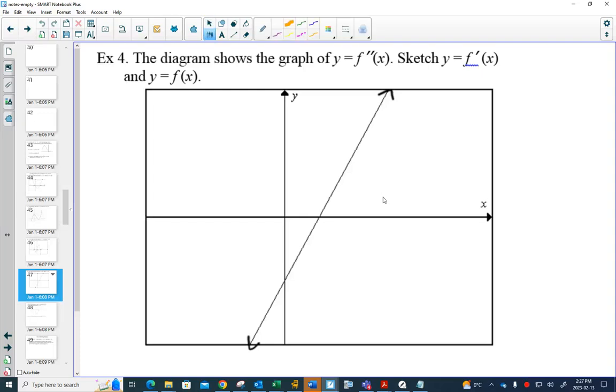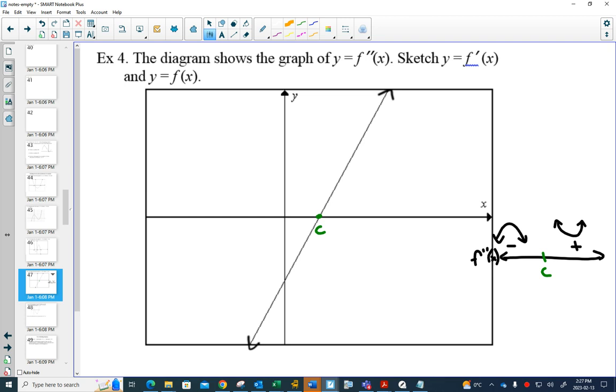I think where we had left off, it says the diagram shows the graph of f double prime of x. So from this graph, f double prime of x, I'm going to label this point C. We know on this side it's positive, on this side it's negative, which would mean this section of your original graph is concave down. This part of your original graph is concave up.